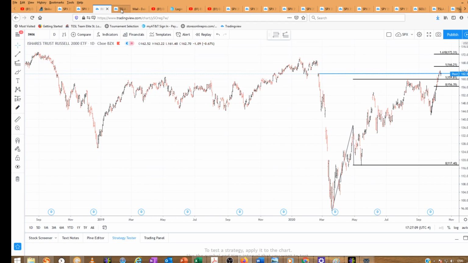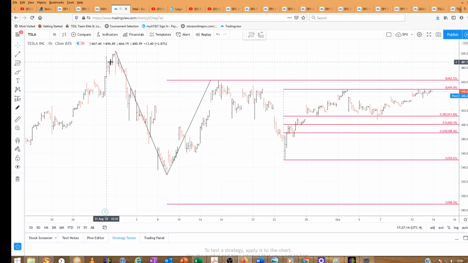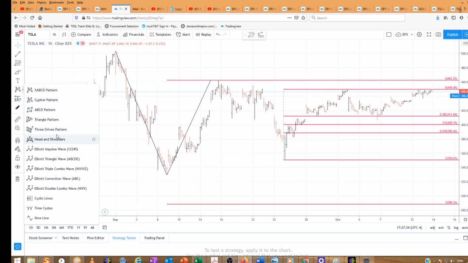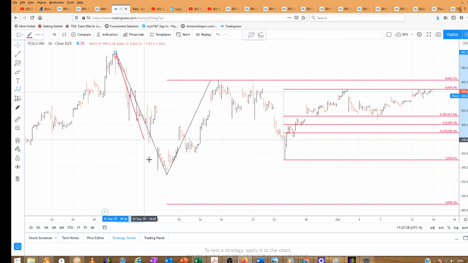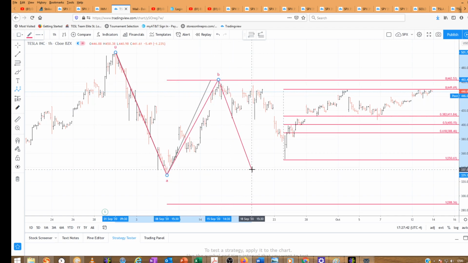Let's take a look at Tesla. We haven't looked at Tesla in a while, and I left my Fibonacci drawings up here. This is the all-time high, 502 back on September 1, and we're looking for a 3-wave correction, A, B, C, down to 288 at a minimum. Let's draw that out for everyone. Let me get my ABC pattern here. There it is.